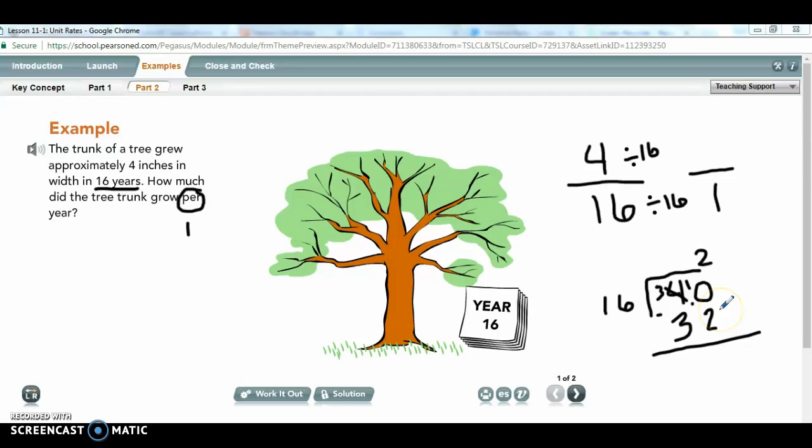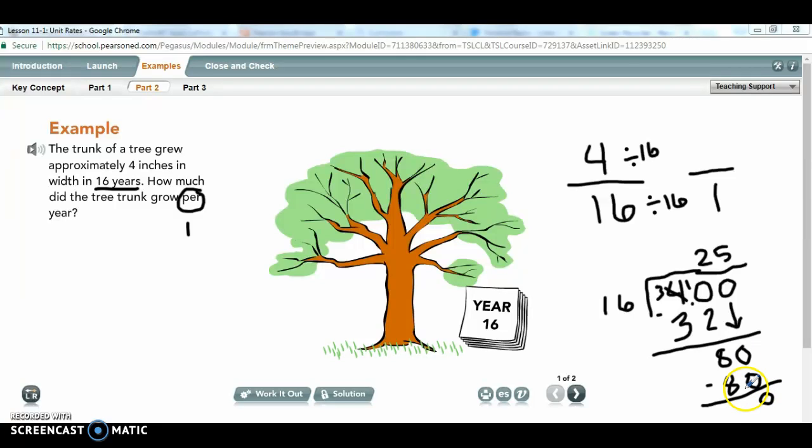10 minus 2 is 8, and then 3 minus 3 is 0. We would have to add a 0 and bring it down. And now we're trying to figure out how many times 16 goes into 80. Our 16 can go into 80 5 times, and 16 times 5 is exactly 80. We subtract that, we're left with 0.